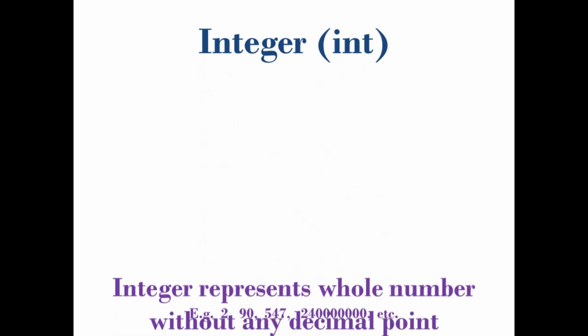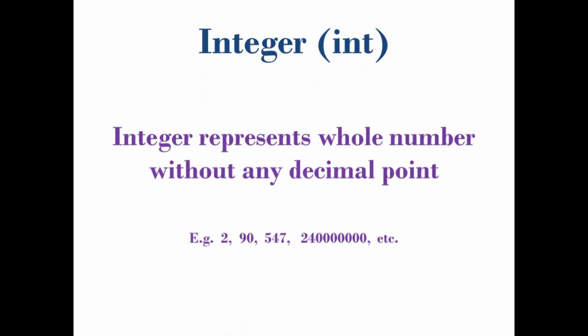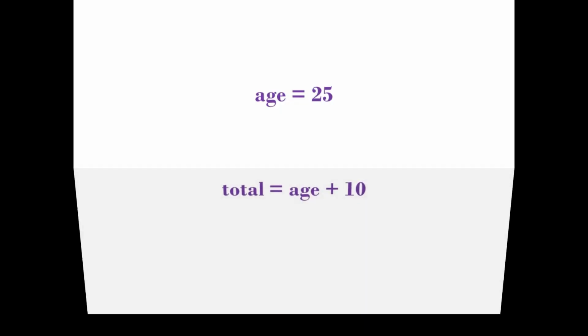The first data type we'll discuss is the integer. An integer represents a whole number without any decimal points. In this code snippet, we assign the integer value 25 to the variable age. Integers are used for tasks like counting, indexing, and performing arithmetic operations. Here we added 10 to age and stored the result in a new variable called total. Notice that the result remains an integer.